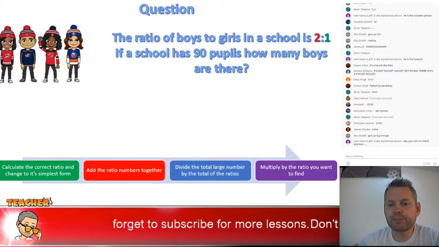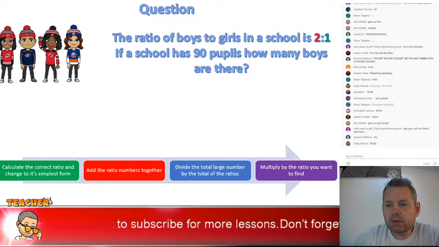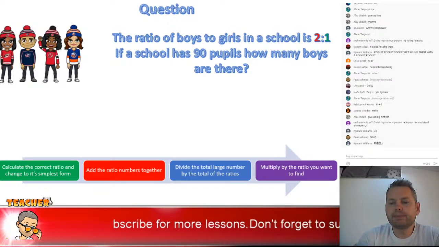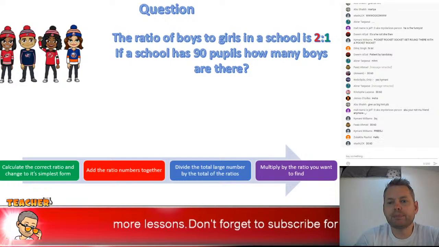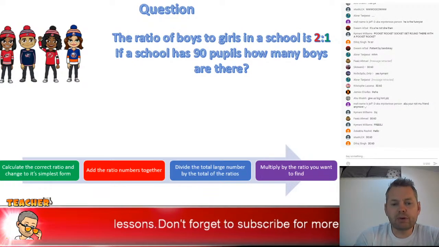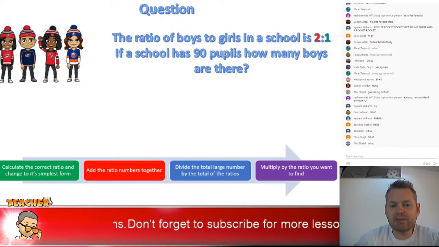So the ratio of boys to girls in a school is 2 to 1. If a school has 90 pupils, how many boys are there? Okay. So we're going to go through this step by step and we're going to see if we can manage to do it.